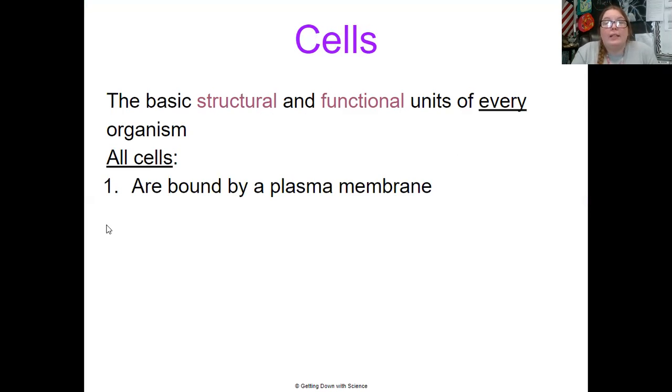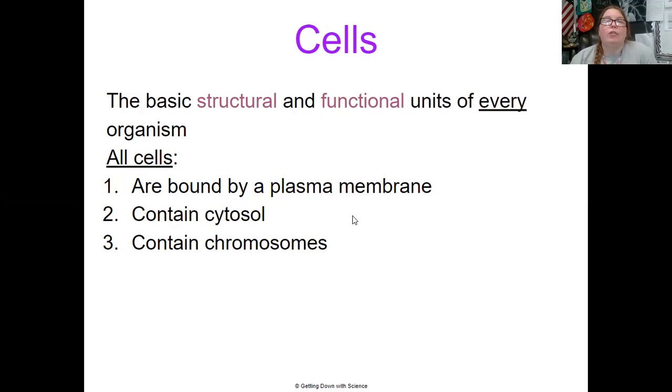So all cells, this sounds like a great test question, are bound by a plasma membrane. They contain cytosol. Some books are going to refer to cytoplasm as cytosol. This is just the jelly goo inside the cell. They contain chromosomes, so that's DNA. They contain ribosomes, which everybody's got to have to make proteins. So these 4 things, yes, all cells do this. Just make sure you're able to recognize that and answer that.